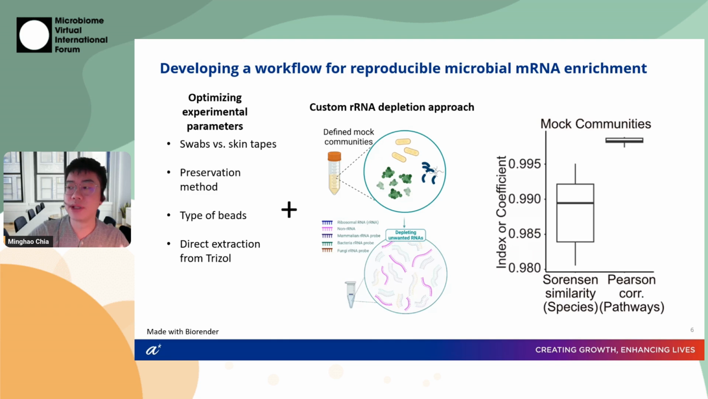Our team optimized a skin microbial sampling protocol where we tested various experimental parameters such as swabs or skin tapes, the isolation methods, the extraction methods. This is in order to obtain sufficient quantities of material, and we also had to deplete the ribosomal RNAs from human, bacterial, and skin fungi using custom oligos. We tested, of course, the robustness of our approach first in mock communities, and we found very high reproducibility between technical replicates at both the species and the pathway level. So this gave us some confidence in our approach.